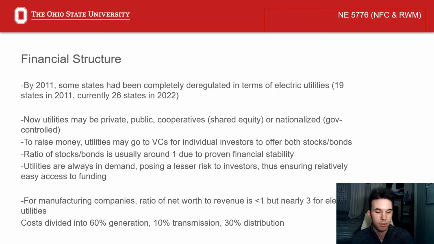Costs for electric utilities are divided into different distributions. So you have about 60% generation, 10% transmission, and if you remember, since deregulation, since that sort of unification, or like one utility per region policy, transmission lines and transmission services have been sort of unified, which means those costs are kept relatively low. So that 10% transmission is going to remain relatively stable and may even drop over time. And then you've got the remaining 30%, which goes into distribution.